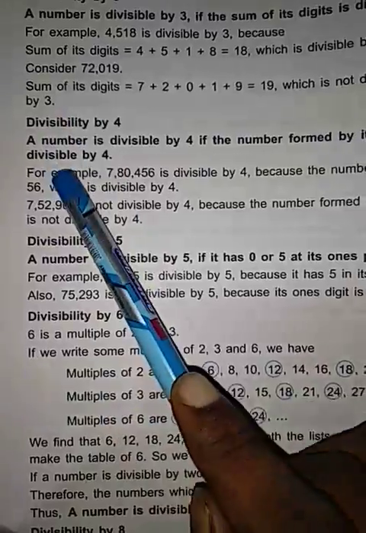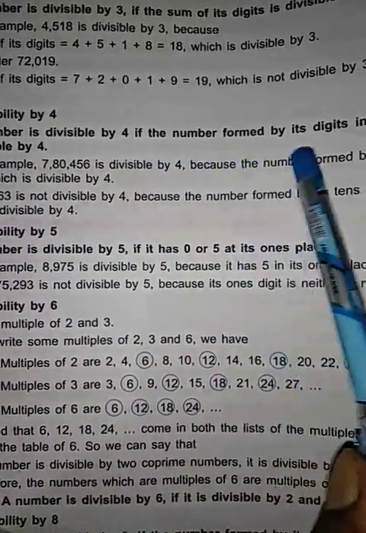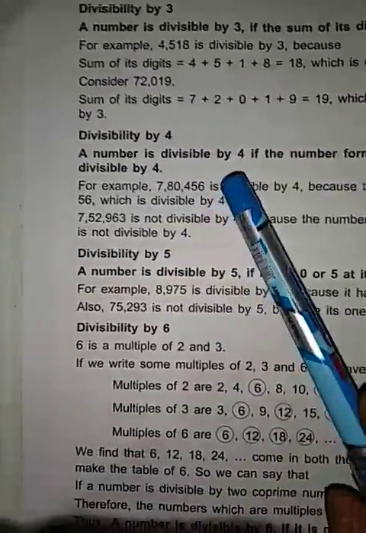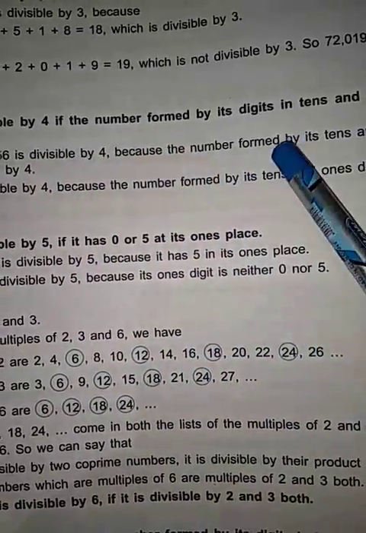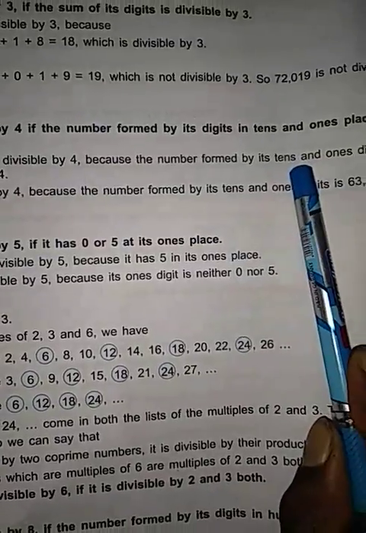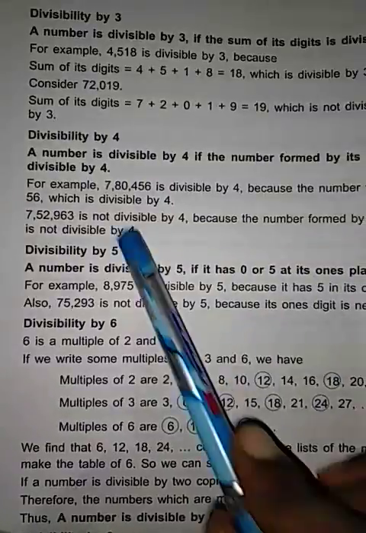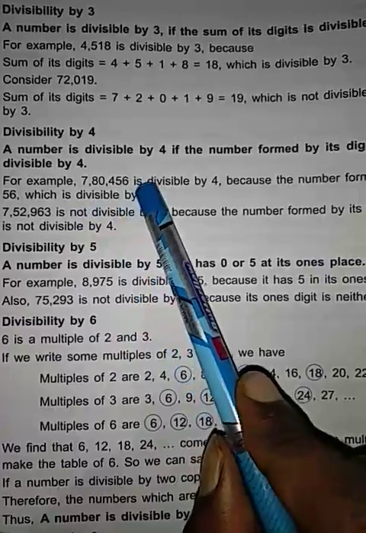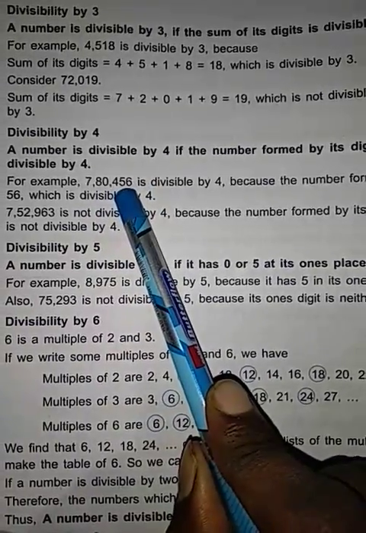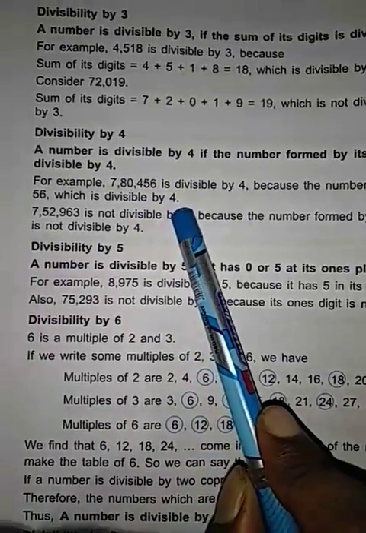Divisibility by 4. A number is divisible by 4 if the number formed by its digits in tens and ones place is divisible by 4. For example, 7,80,456. You see, the ones place digit is 6 and the tens place digit is 5. So the number formed by the ones and tens place digits is 56. Now divide 56 by 4.